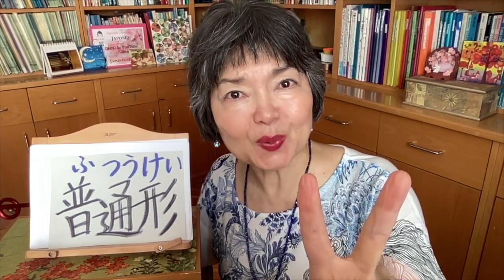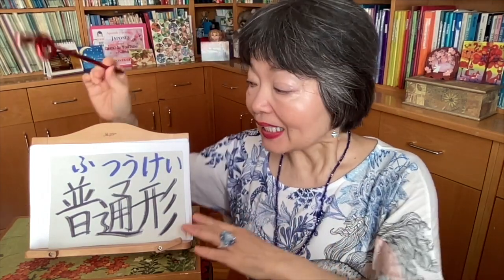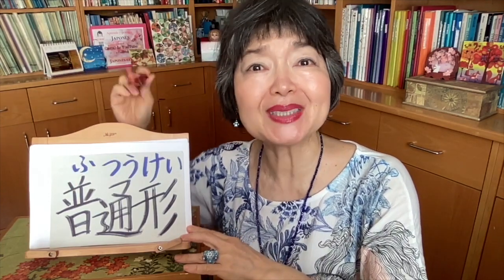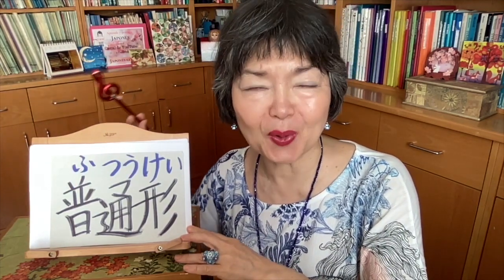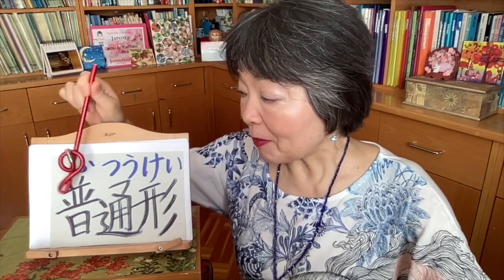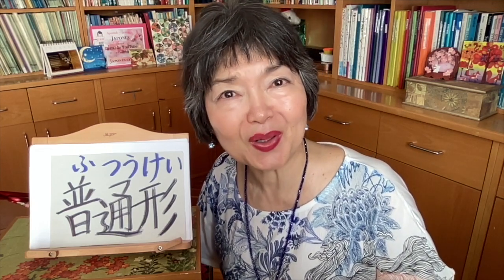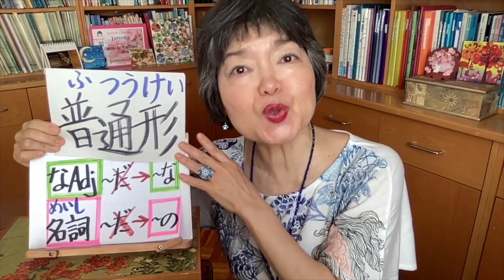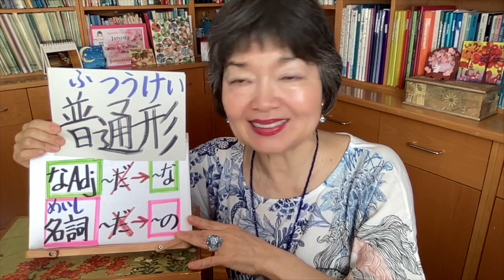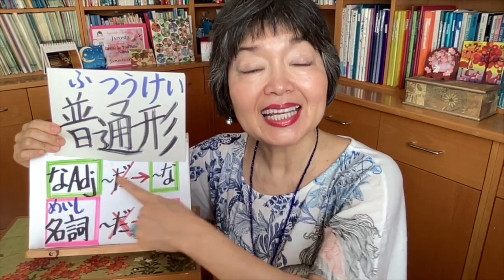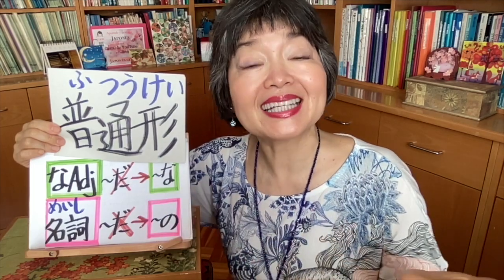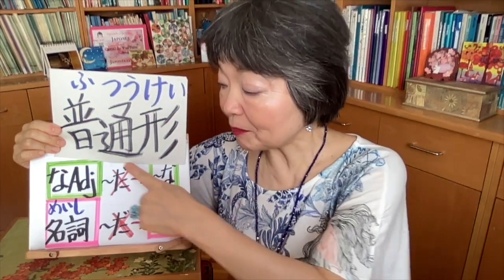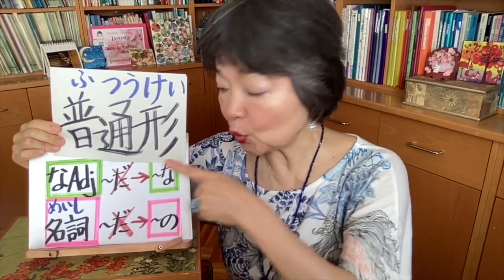Now the second rule: before the noun, it must always be 普通形, the plain form. If you don't remember about 普通形, then you can watch my grammar video number 94. But in this grammar, relative sentence, there are two exceptions in 普通形. One of them is な adjective, な形容詞. Instead of だ, for example, きれいだ, 親切だ, this だ you must change to な. So it means きれいな, 親切な.